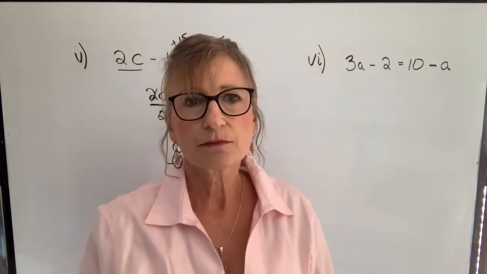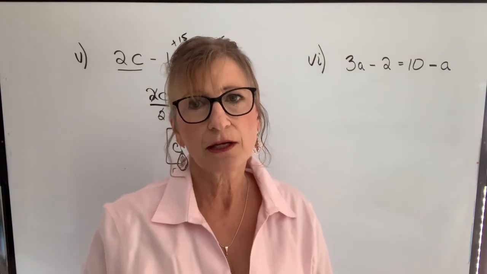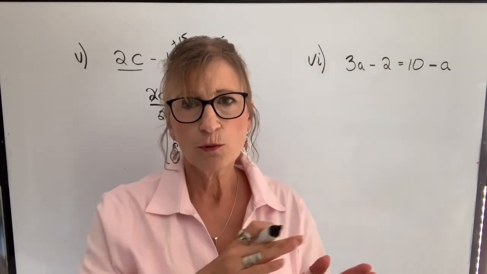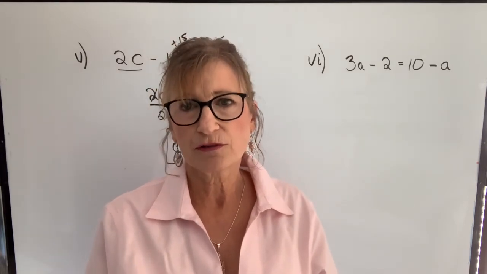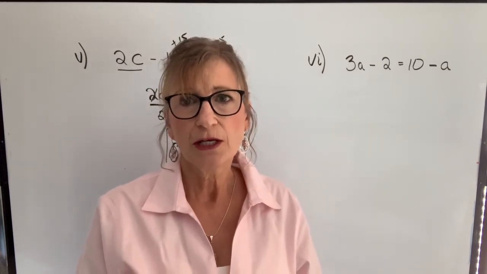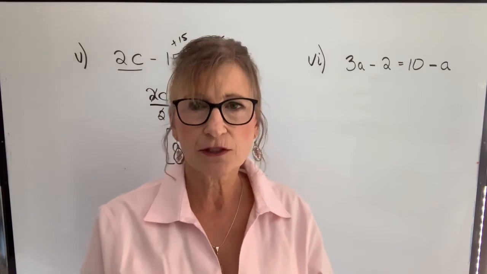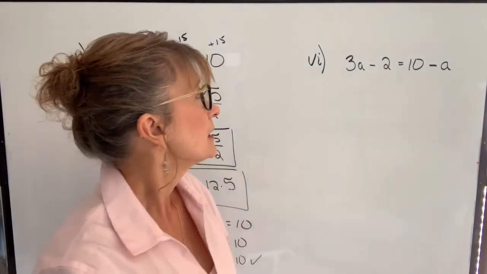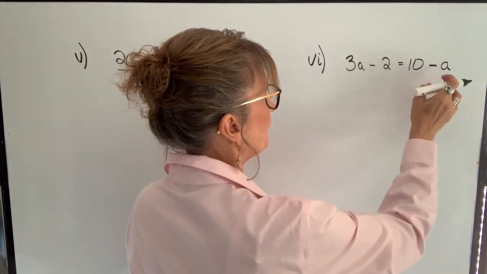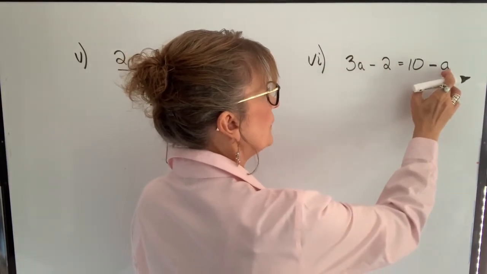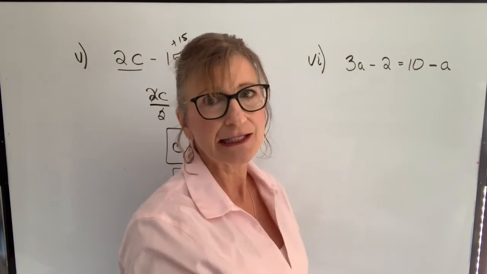I usually want my coefficient for my unknown to be positive. So you always move the terms in the way that you will end up with a positive coefficient for your unknown. You can't control the other ones, it's more the unknown. So instead of moving 3a to this side by subtracting the 3a, I'm going to move the negative a over here by adding an a.